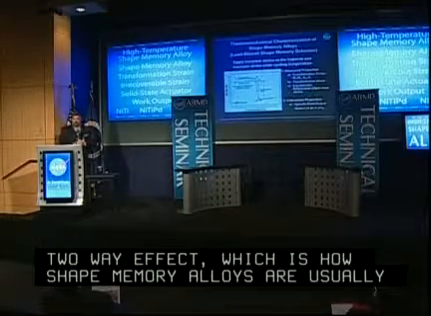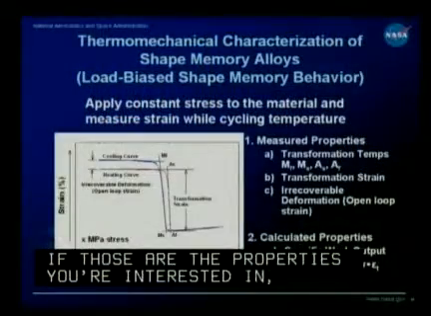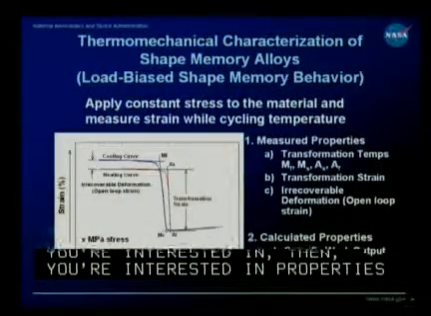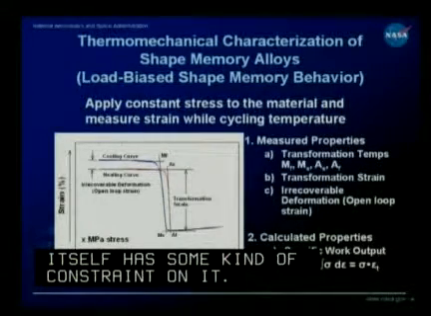If those are the properties that you're interested in, then you're interested in properties where the shape memory alloy itself has some kind of a constraint on it. So you really will want to measure then the thermomechanical properties of the shape memory alloy.